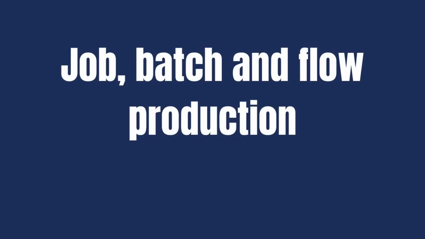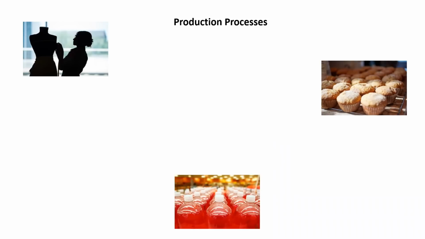Job, batch and flow production. Know about the different types of production processes, job, batch and flow production, the advantages and disadvantages of them, and the impact that they have. These types of questions could appear in section A and likewise in section B and C. If they do appear in section B and C, make sure you can relate this to the case study. You may be asked to analyze the benefit or drawback of how a particular production process, such as job production, is used by a business.